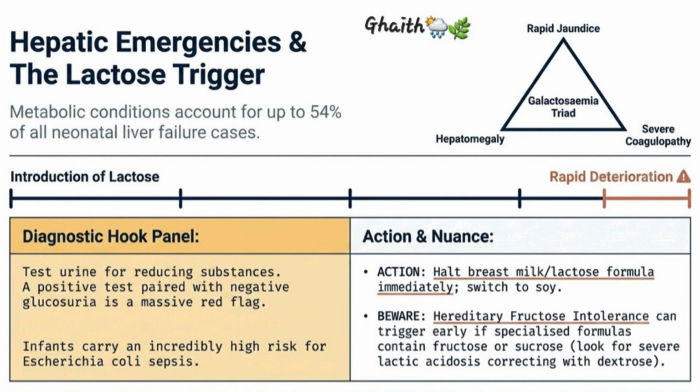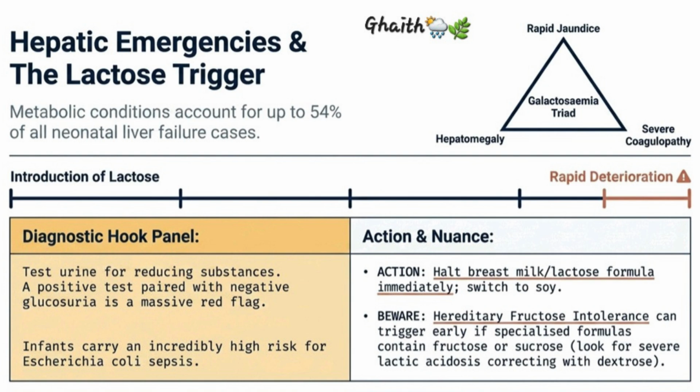In the NICU, metabolic conditions account for up to 54% of all cases of neonatal liver failure. Galactosemia is a true medical emergency that can present within mere days of starting breast milk or lactose-containing formula. Look for the classic triad of rapid jaundice, hepatomegaly, and a severe coagulopathy out of proportion to general sickness. These infants have an incredibly high risk for Escherichia coli sepsis. If you suspect galactosemia, check the urine for reducing substances. A positive test in the absence of glucosuria is a major red flag. Stop all breast milk and lactose formula immediately and switch to a soy-based option pending enzymatic verification.